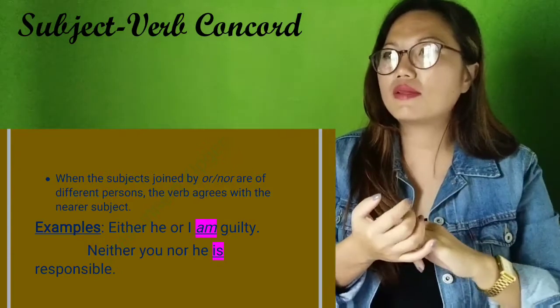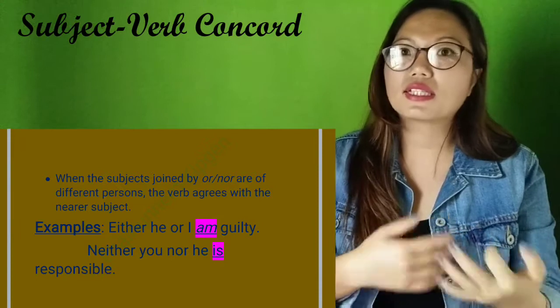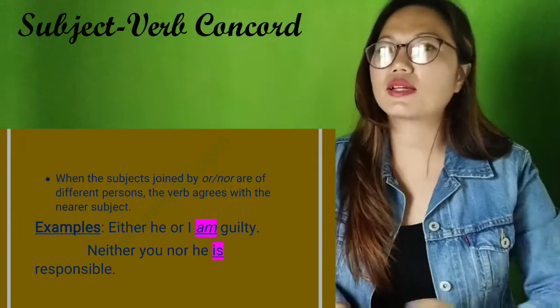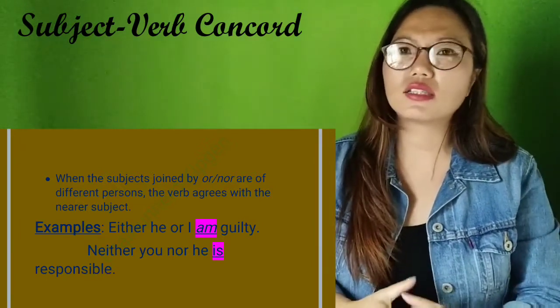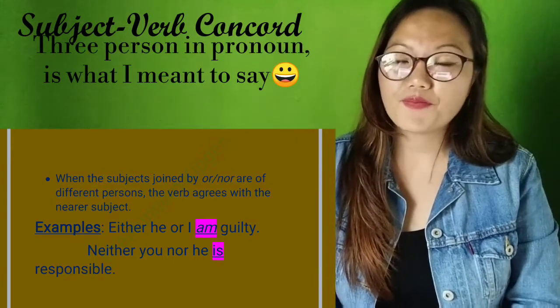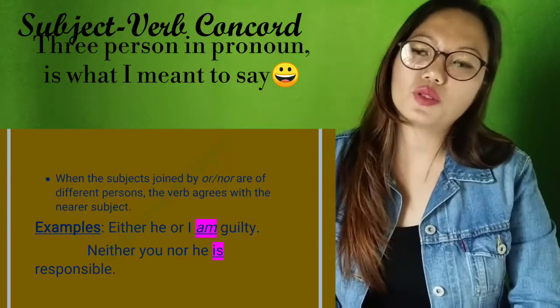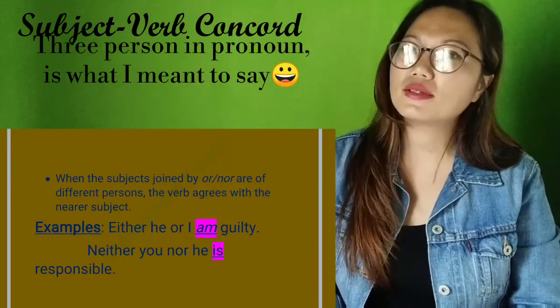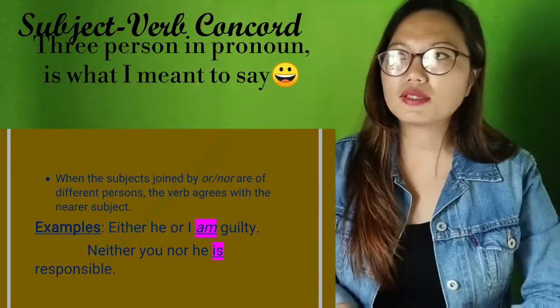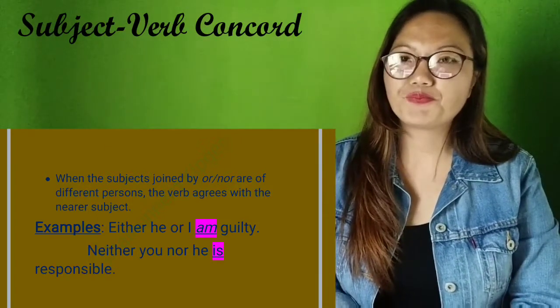And these persons can be in different cases again, like nominative case, subjective case, all those. So let's forget about it. Let us just remember that there are three persons in grammar, pronouns. So when the subjects joined by or nor are of different persons, maybe first person, second person, third person, the verb agrees with the nearest subject.